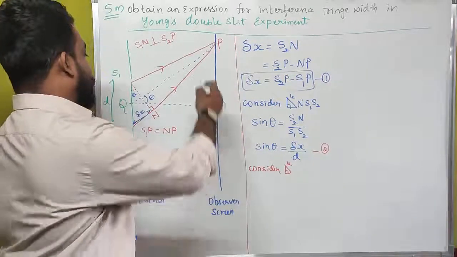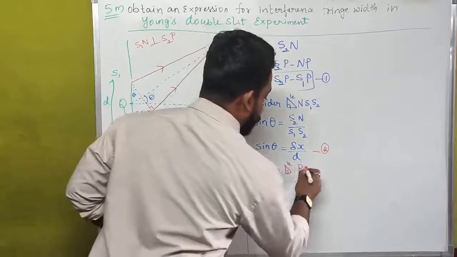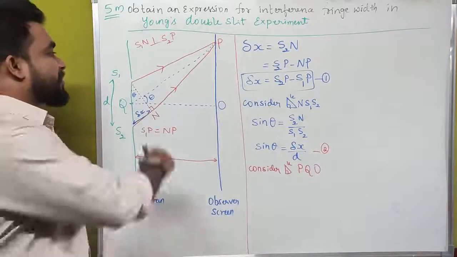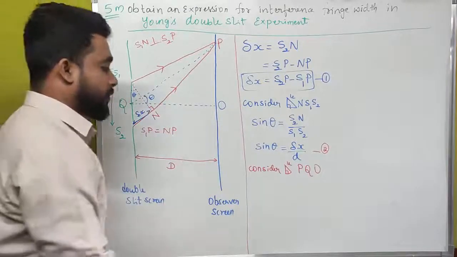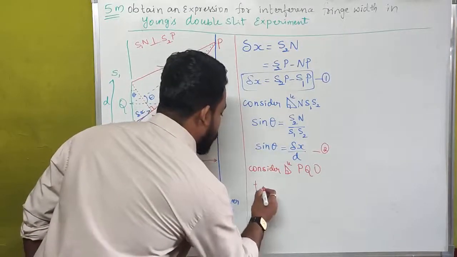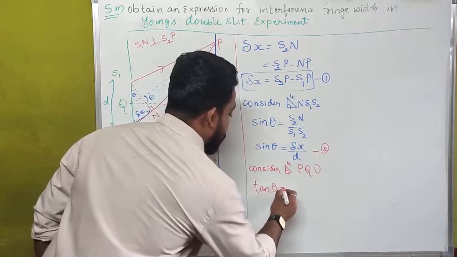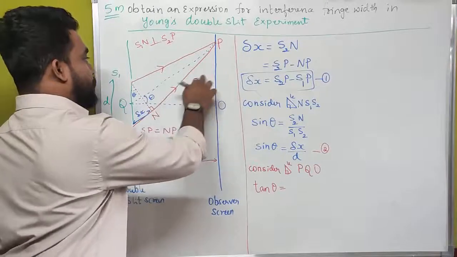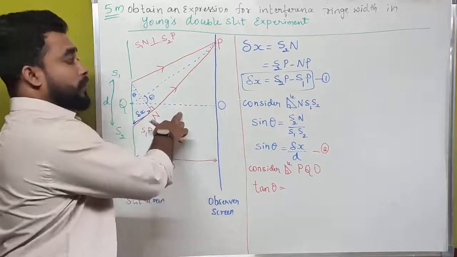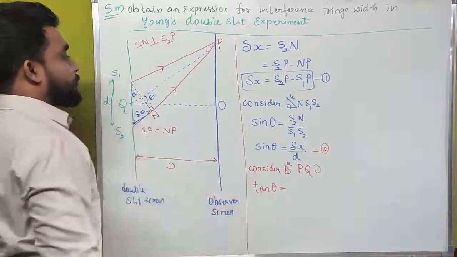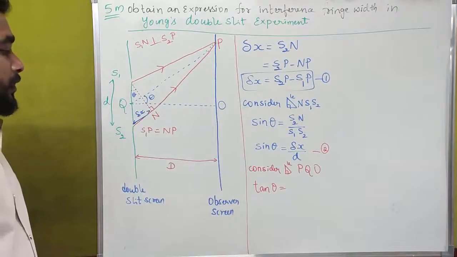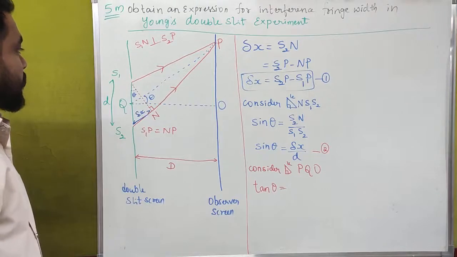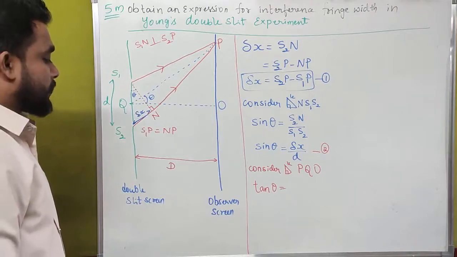Consider a right angle triangle PQO. Here, I am considering the tan function of a trigonometric equation. What is tan theta? Tan theta is equal to opposite divided by adjacent. In this diagram, opposite is this and adjacent is this one. We don't know what this PO is. Opposite divided by adjacent.